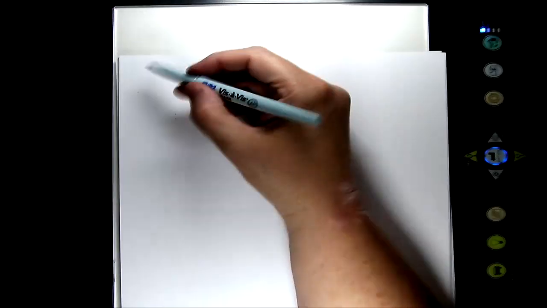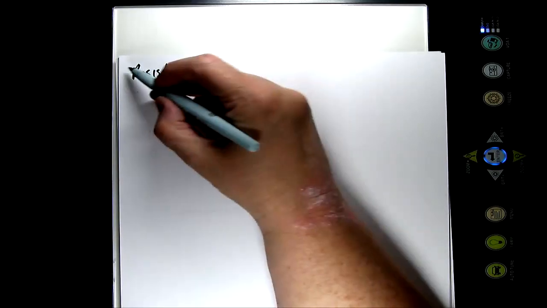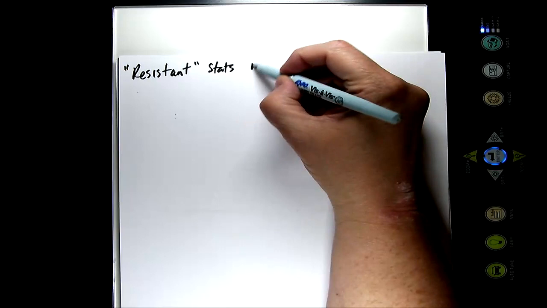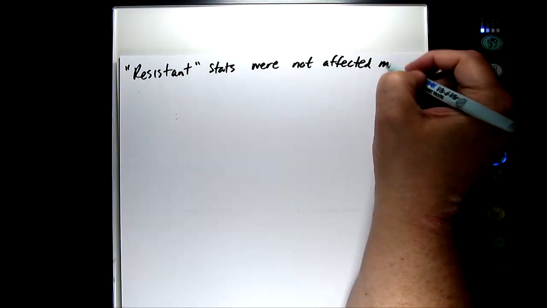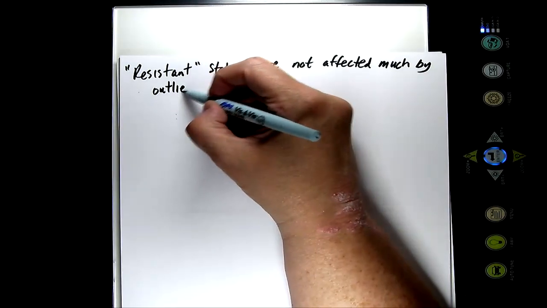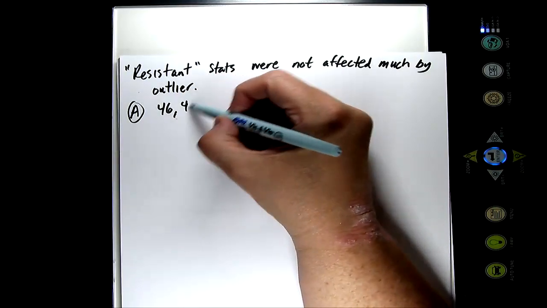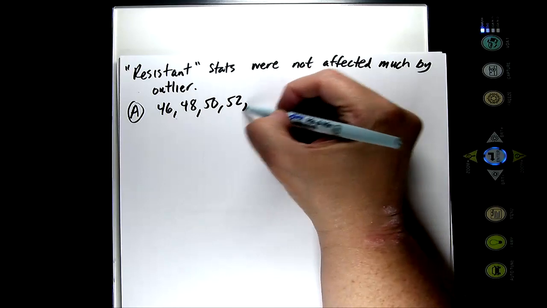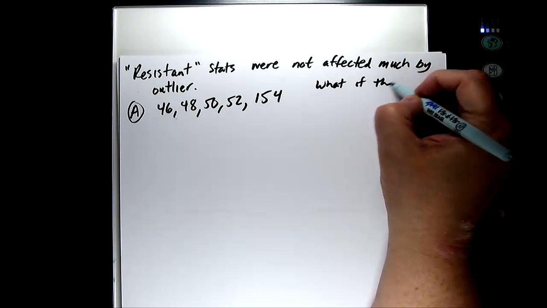Okay. So I want to tie this into something we had the other day. We were talking about resistance. Resistant stats were not affected by outliers. Not affected much by outliers, I should say. So what if A was 46, 48, 50, 52, and then 154? So this is like a what if the 54 was 154.